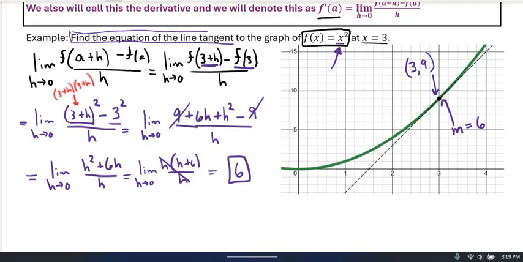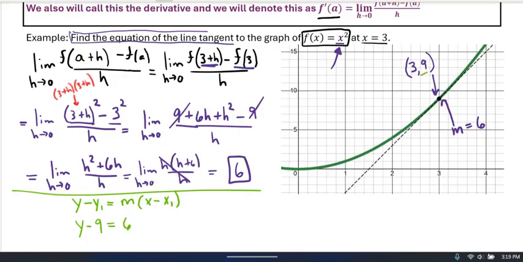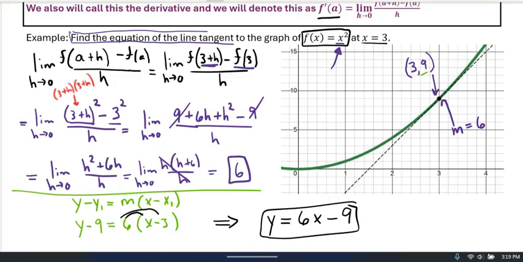So if we use our formula for writing the equation of a line, I like to use the point-slope form. y minus y1 is m times x minus x1. Our y value is 9. Our slope that we found with the derivative is 6, and our x value is 3. I like to clean that up a little bit. I like to write that in slope-intercept form. If you distribute the 6, you get 6x minus 18, but you're going to be adding a 9 to that, so minus 9. And so that would be the equation. This is an equation of this dashed line.